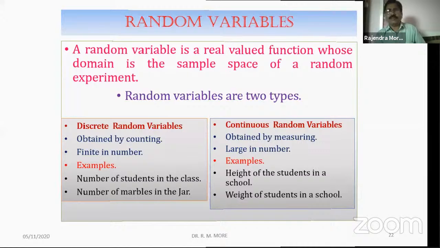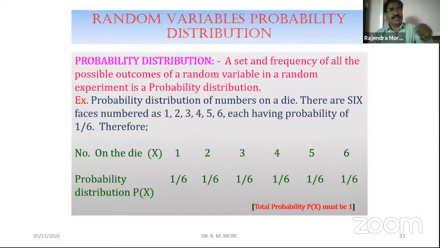And then, how is the probability distributed regarding these random variables? Probability distribution: here there is a set, or the frequency, of all the possible outcomes of the random experiment for a random variable in a random experiment. That is the probability distribution.